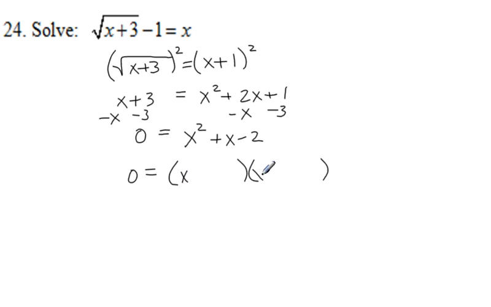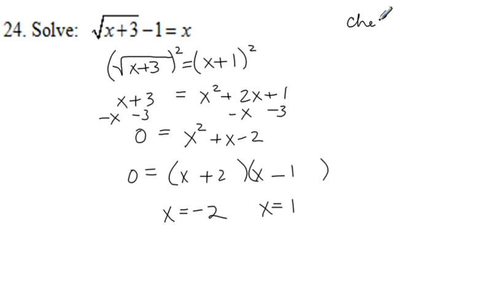I would have x plus 2 times x minus 1. On radical equations, once we do get a solution, we'll need to check them. You have to check every answer to see if it's a solution. So that would give me x equals negative 2 as a possible answer, and x equals 1 as a possible answer.